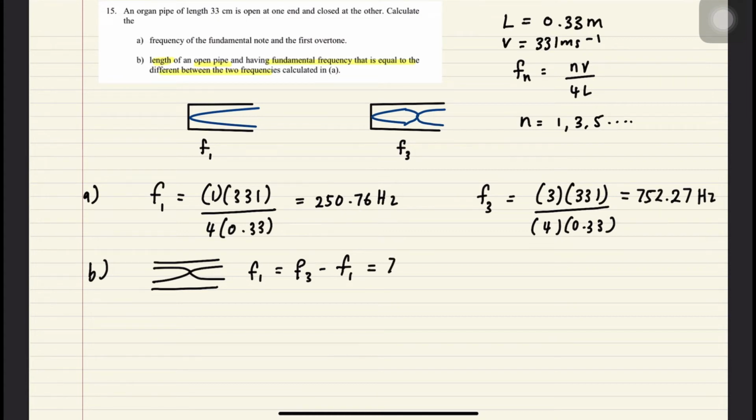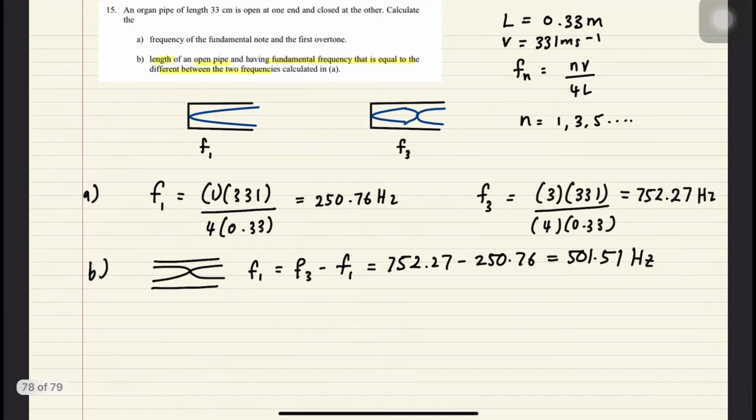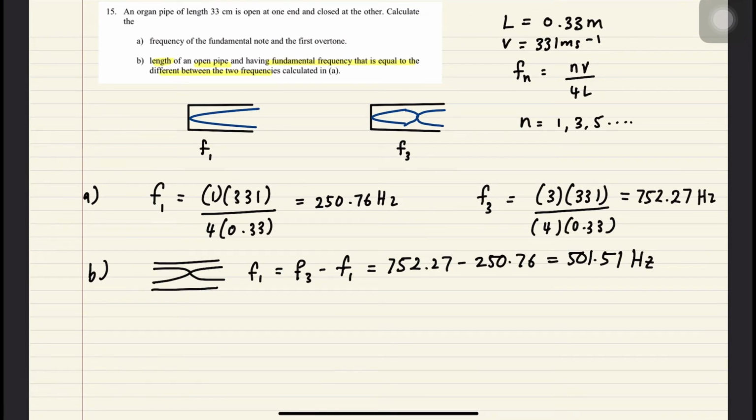So it will be 752.27 minus 250.76. And here I got 501.51. Okay, the unit will be in hertz as well. Okay, they want you to find the length, so this is an open pipe. So you'll use Fn equals to nv over 2L. You have to use this formula.